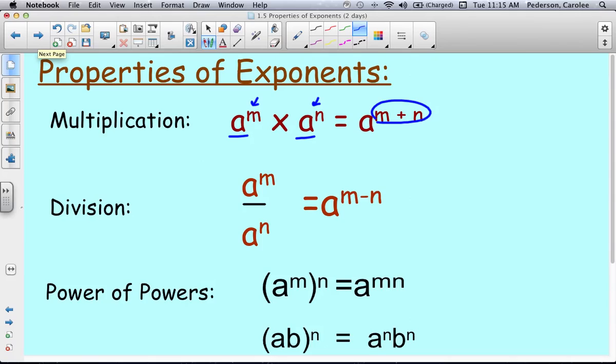The second property is the property of division. We have the same base, A, divided by another base, A, and what you do to combine them into one exponential is you subtract their exponents from each other. So it's A raised to the m minus n.